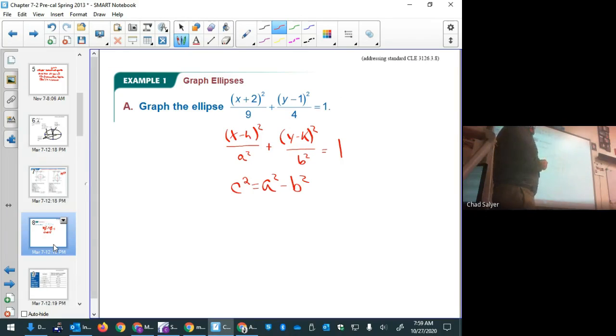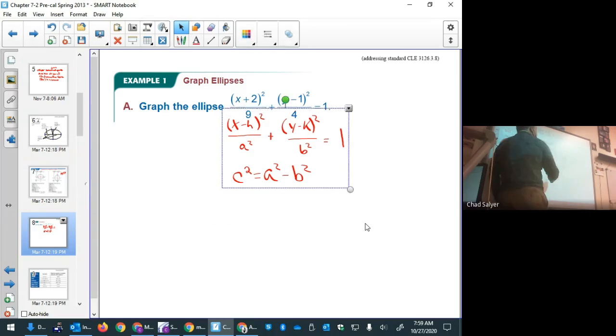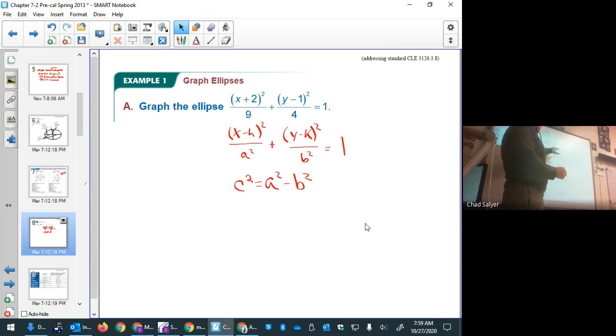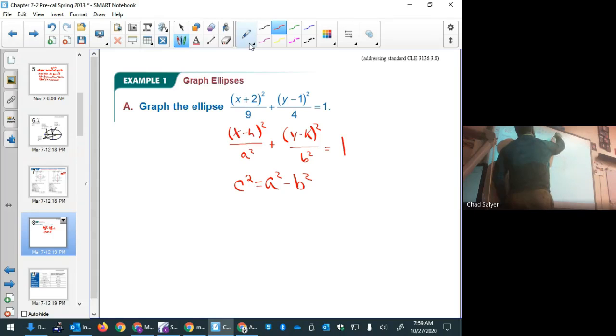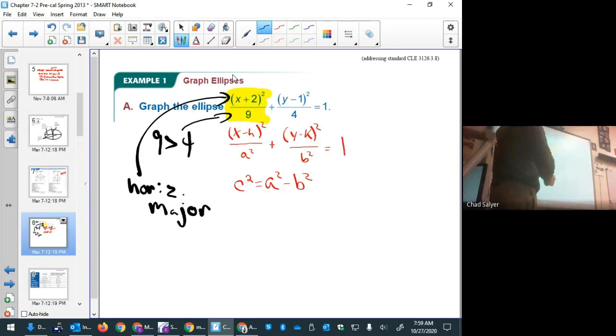Okay, so let's graph an ellipse, and it's important to know which one is the A. In this case, do you see how the bigger of the two denominators is under the X? That tells me that the X is the orientation of the major axis. Because this is bigger, in other words 9 is greater than 4, we have a horizontal major axis. So the A squared is under the X in this case.